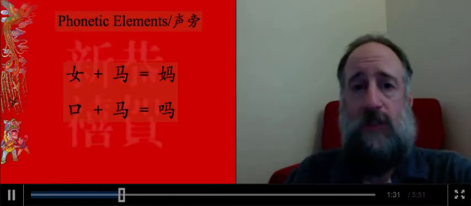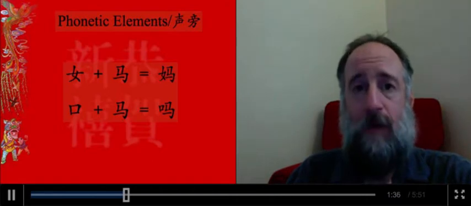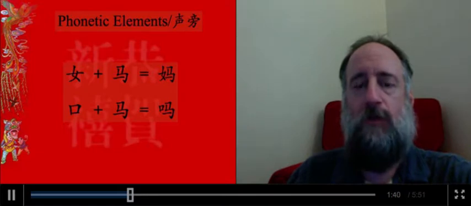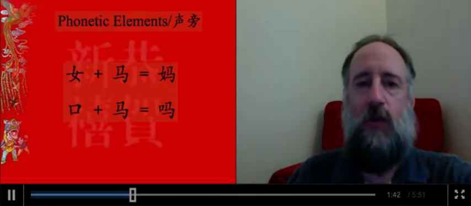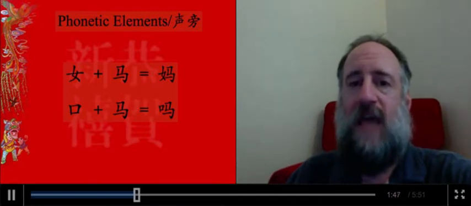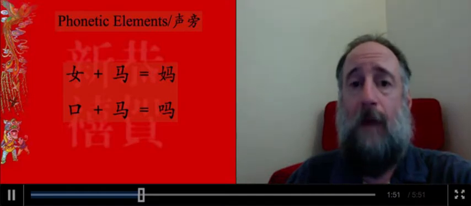So a long time ago, there was a character for woman, nü, and a character for horse, mǎ, and there was a spoken word for mother, mā, but there was no character for the word mother. So how did they create a new character? Well, they took the meaning element, the woman element, and they took the sound from horse and they combined them. And they got the character for mother, mā.